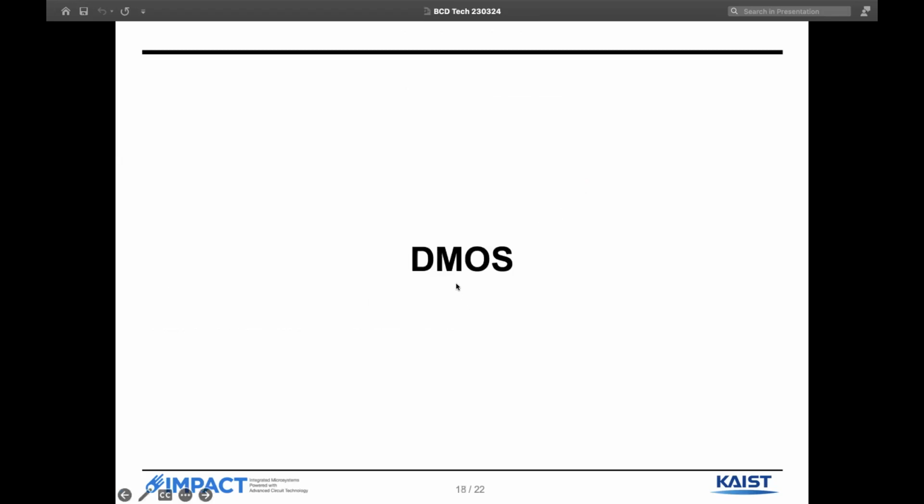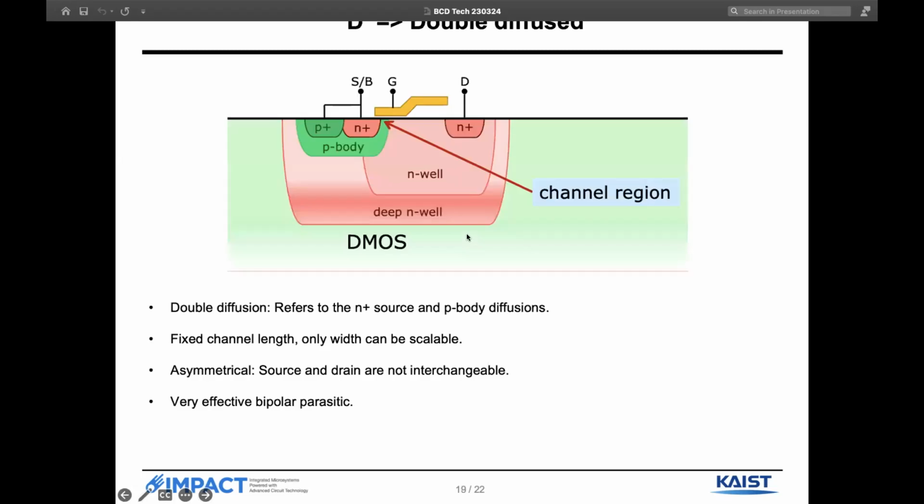Then we're gonna talk about DMOS. DMOS is basically this. The D stands for double diffuse. The double diffusion means the N plus source and P body diffusions. So here the channel length is fixed, only the width can be scalable. It is asymmetrical, so you cannot really change the source and drain.